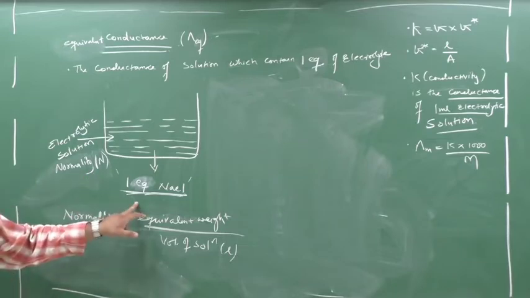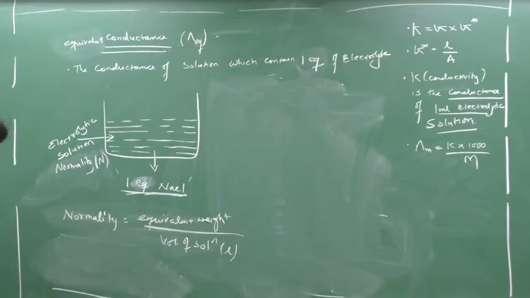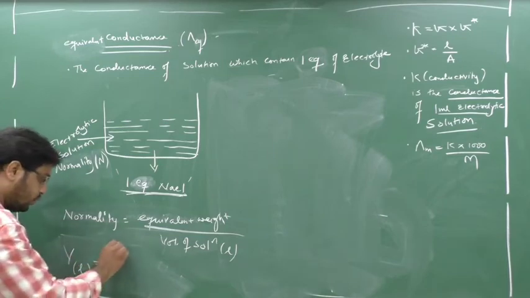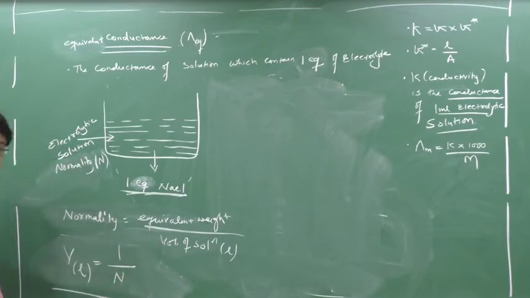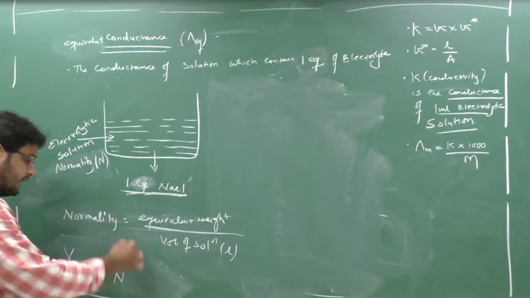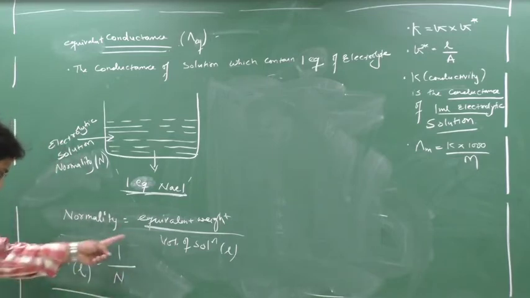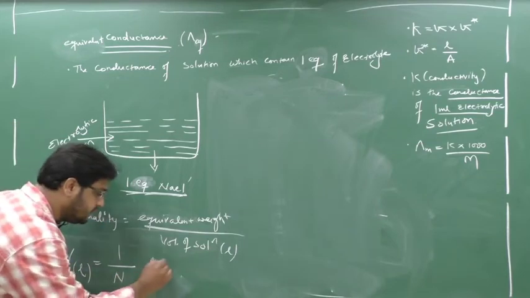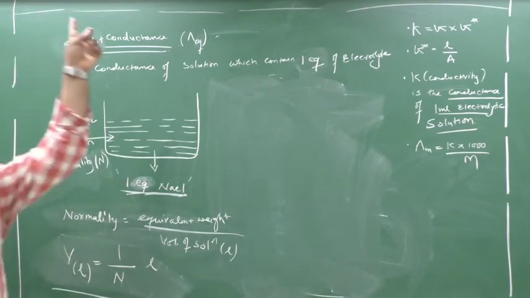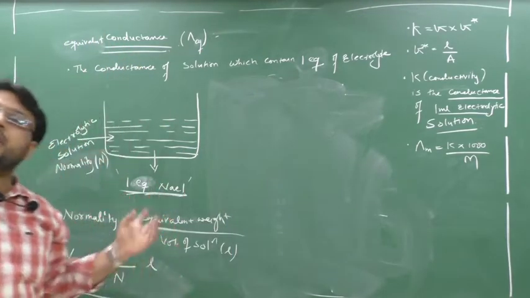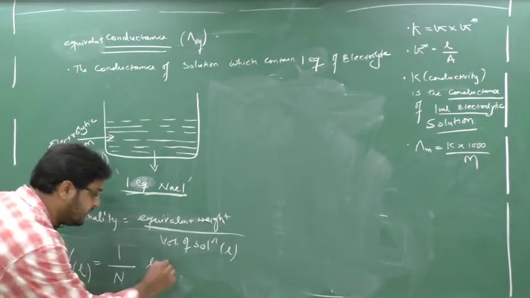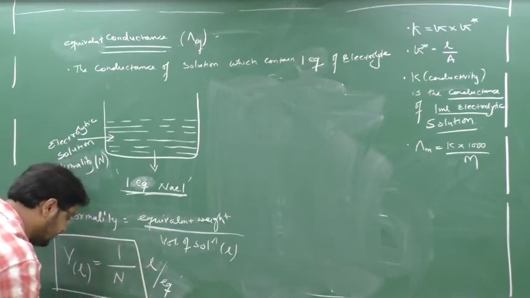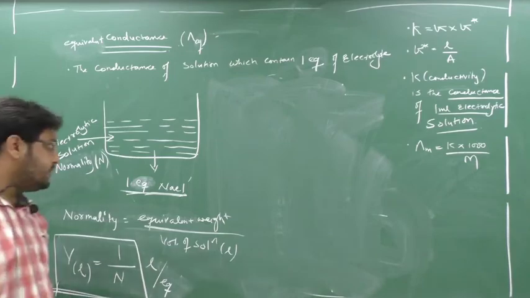Now here normality we know, how much? N. Equivalent weight also we know, how much? 1. So we determine what? Volume of solution in liters. So volume of solution in liters will be equal to 1 by normality. Now this, what did I get? I got volume, in terms of liter, for 1 mole. So liter per mole. Here I have 1 equivalent, so I will write liter per equivalent. Please remember this, it will help you in deriving the units.